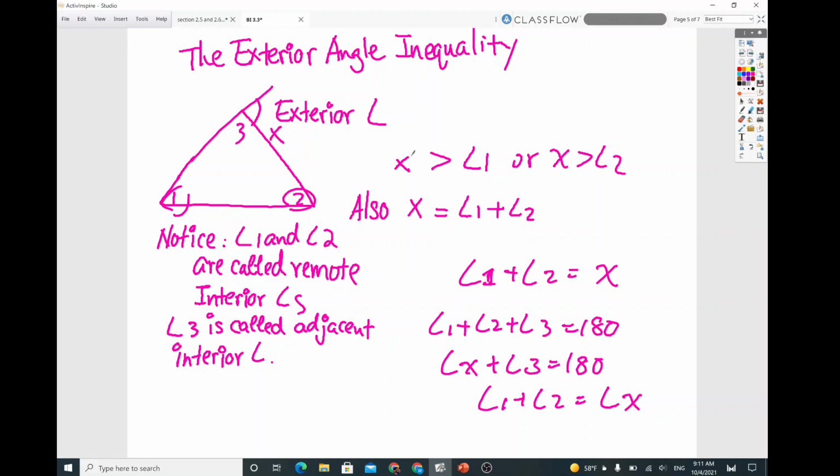Another thing we can show is that angle X is greater than angle 1, and X is greater than angle 2. Why is that? Because angle 1 plus angle 2 is always the sum, and that is the measure of angle X. By the time you subtract, you'll see that angle X is greater than angle 1 and angle 2.